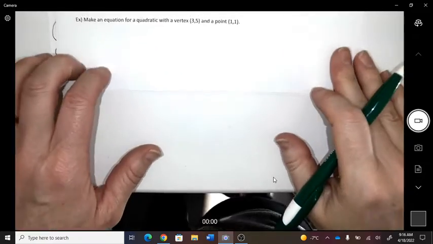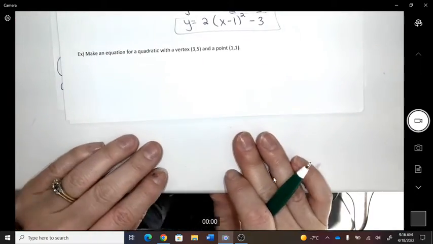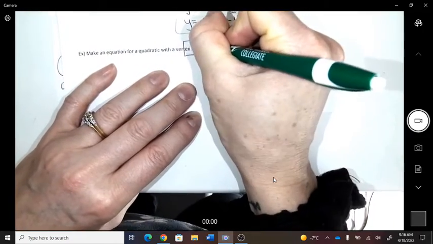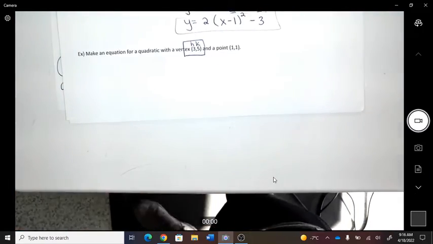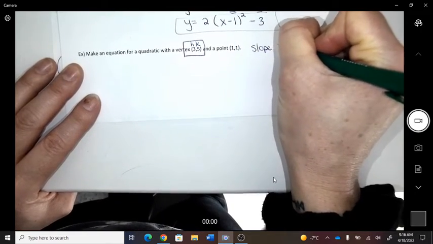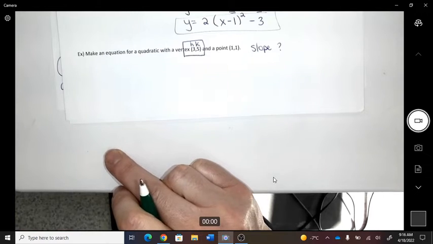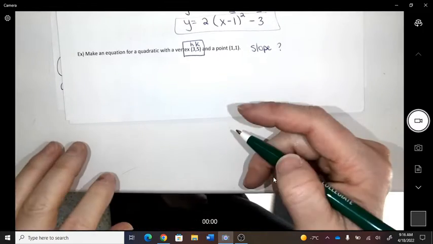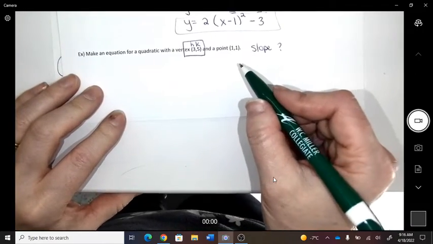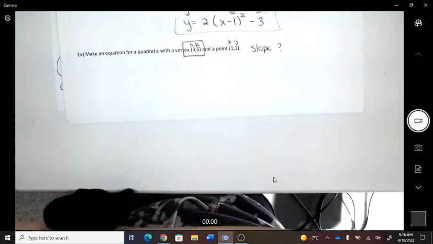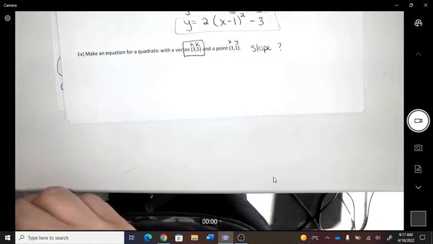Okay, make an equation if I gave you a vertex and a point. Okay, so vertex, that's good. That gives me h and k. Ooh, I'm missing the slope. I don't know what the slope is. Okay, so I'm going to use the point to replace my x and my y.